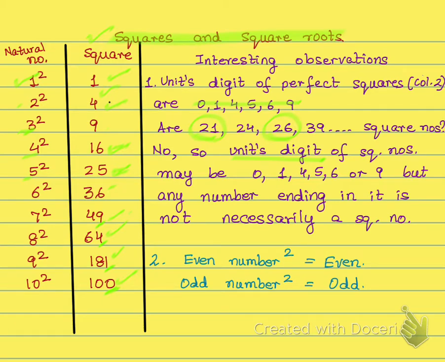Also, if you notice, 1 is an odd number, so the square of an odd number is odd. 3 is an odd number, the square of an odd number is odd. 5 is an odd number, the square of 5 is 25, which is again an odd number. Hence, the square of odd numbers is always odd. Whereas 2 square is 4, so the square of an even number is an even number. Hence, the square of even numbers is always even.